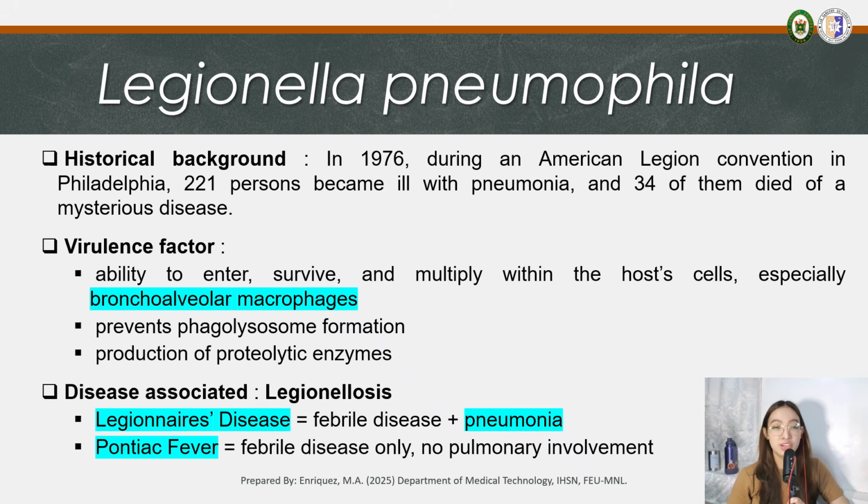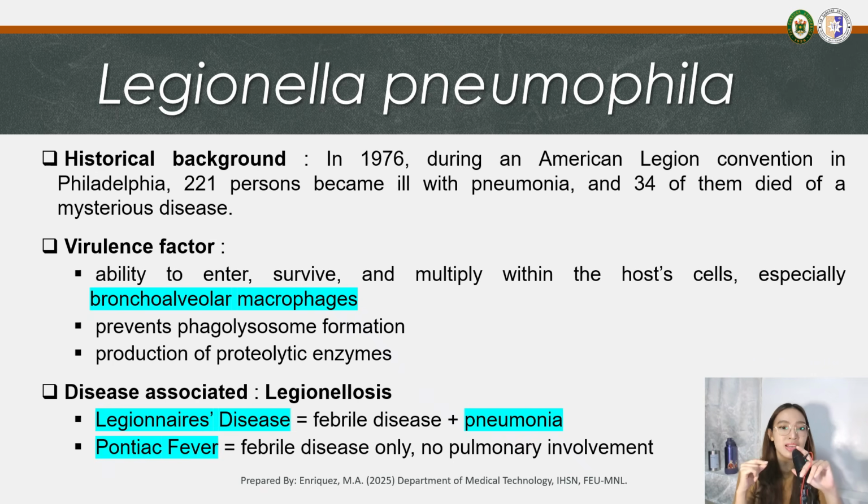Next is Legionella pneumophila. Legionella pneumophila was named due to its historical background. Way back in 1976, in a convention of the American Legion, 221 persons became ill with pneumonia and 34 of them died. The causative agent was later on identified as Legionella, and the disease was termed as the Legionnaire's disease. There are two forms of legionellosis.